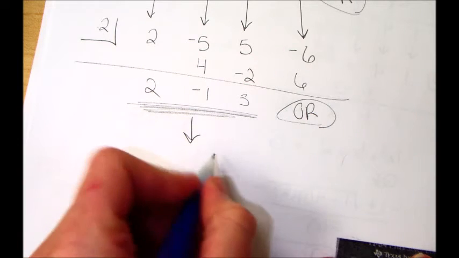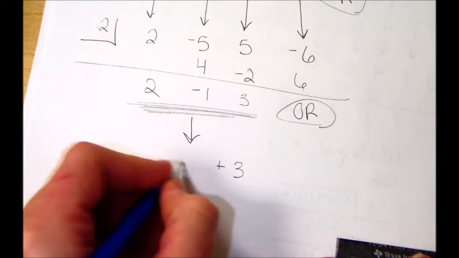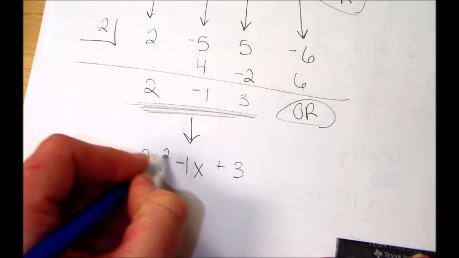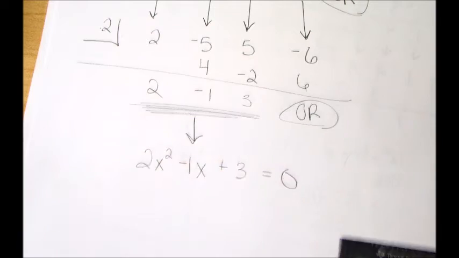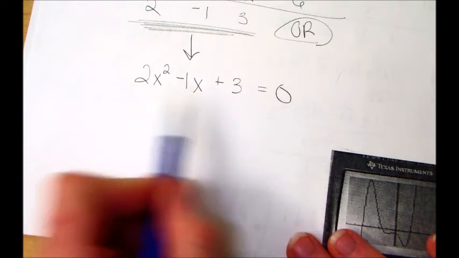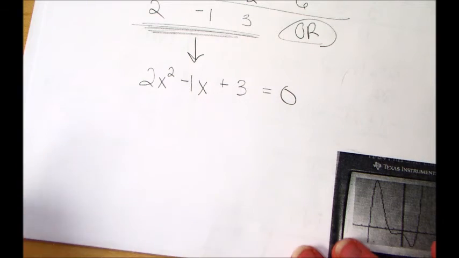The plus 3 is my constant in the back, and then I work my way up. This negative 1 gets an x, and this 2 gets an x squared. Remember, we have set everything equal to 0, so we're going to set this equal to 0. You can try to factor this. You are more than welcome to try to factor. I personally like to do the quadratic formula with this.